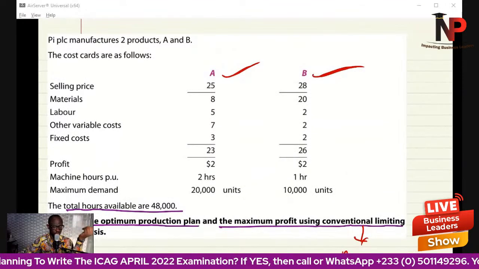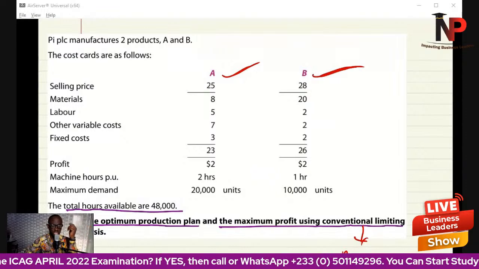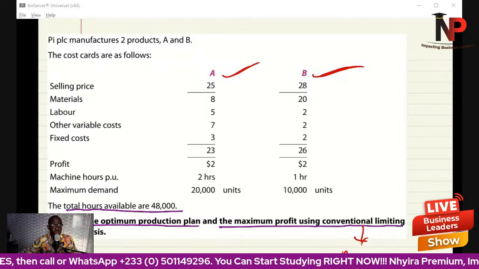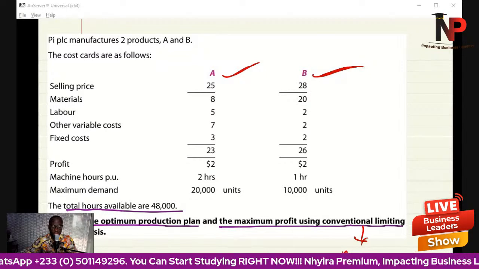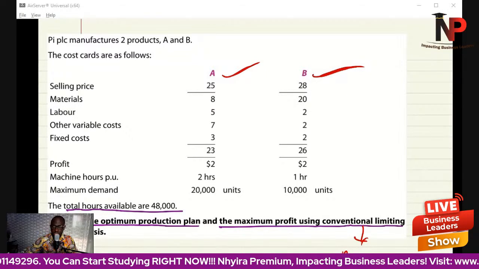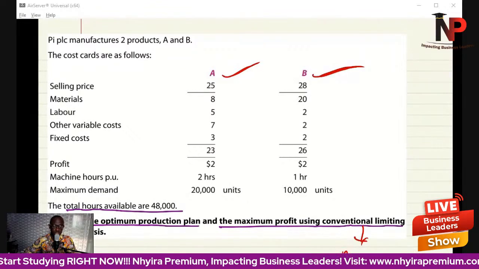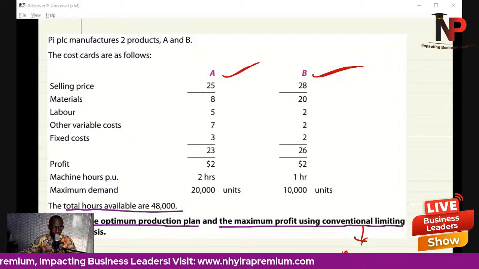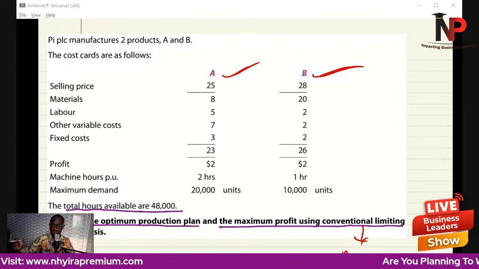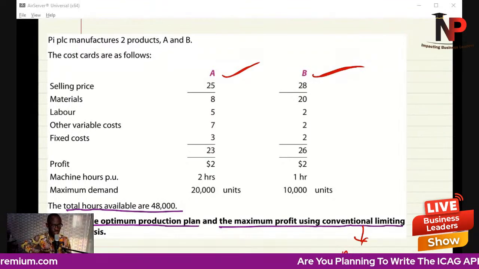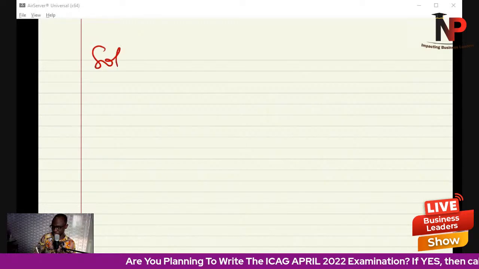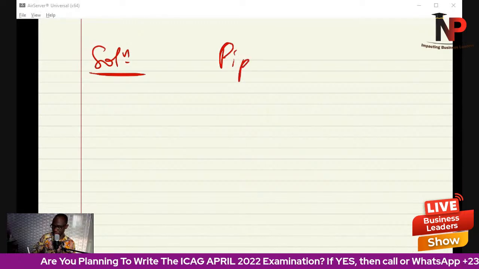But we want to make sure, like I told you yesterday, even if the examiner has already identified a limiting factor, it will be prudent for us to identify whether really that limiting factor is actually limited. So for that reason, the examiner said only 48,000 of the machine hours are available. So let's confirm to see if really it is a limiting factor. That is the first thing we want to do for Pi PLC.